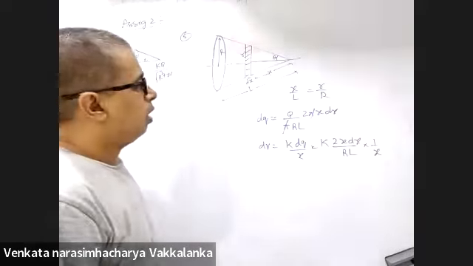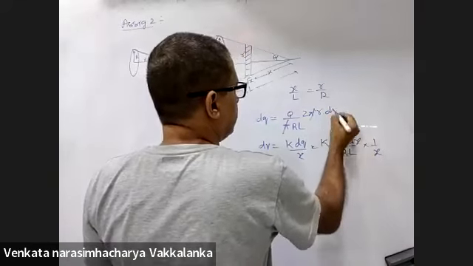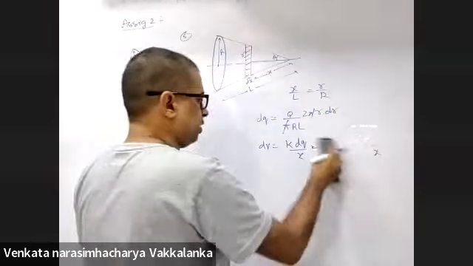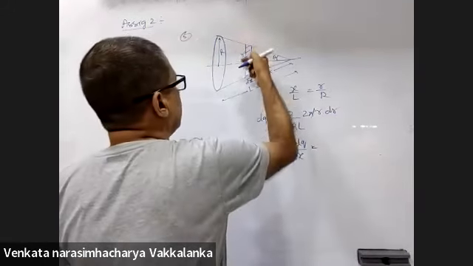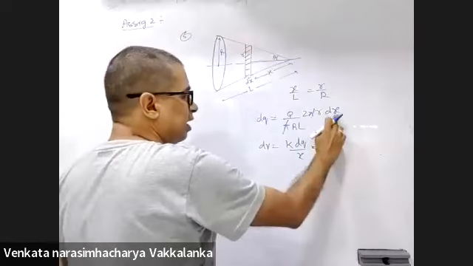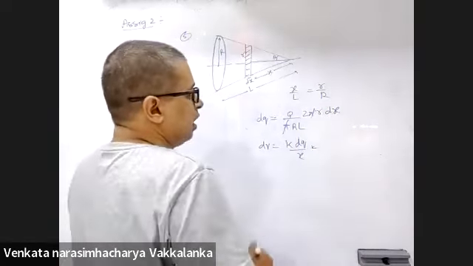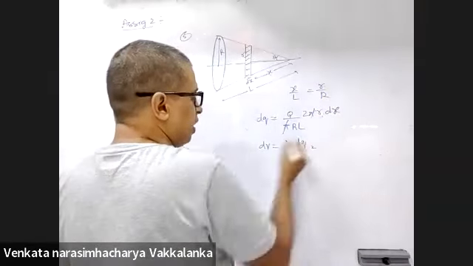Alright. 2 pi r dr. I committed a mistake. It will be dx only. 2 pi r dx. Yes, sir. 2 pi r, thickness is dx, right? Yes. Now eliminate r and bring it in terms of x using this relation.